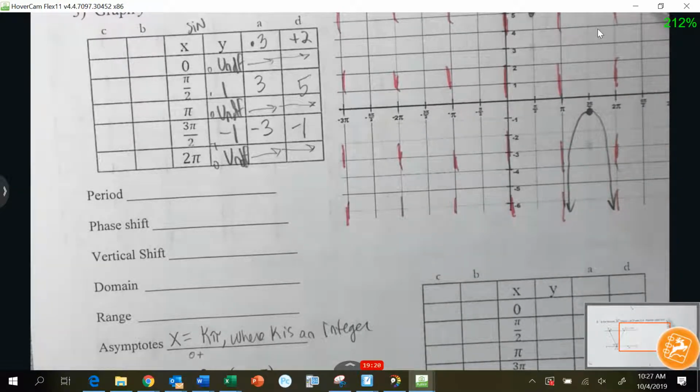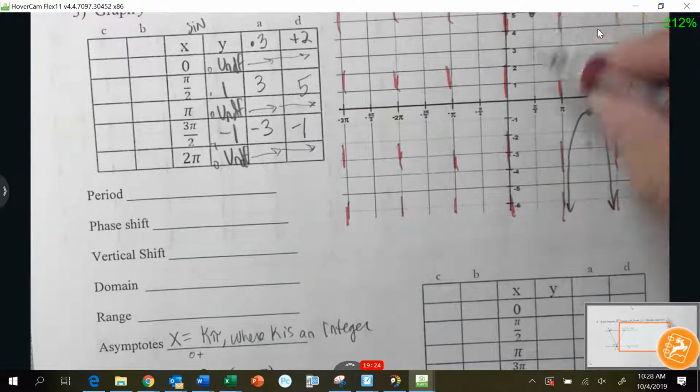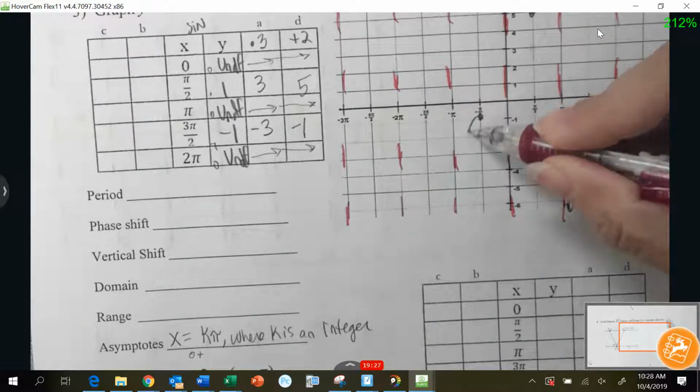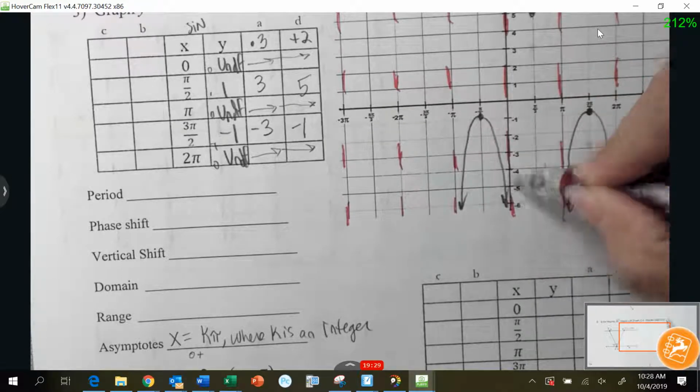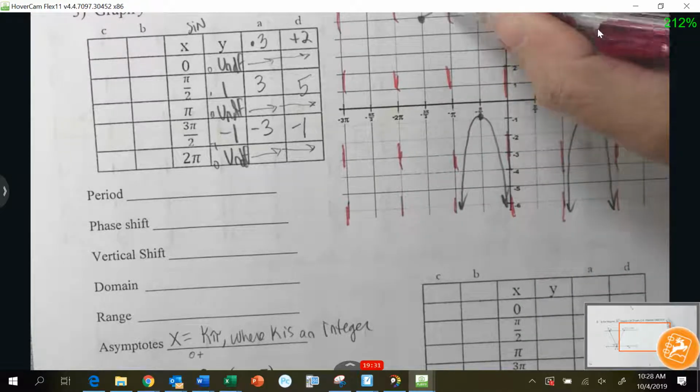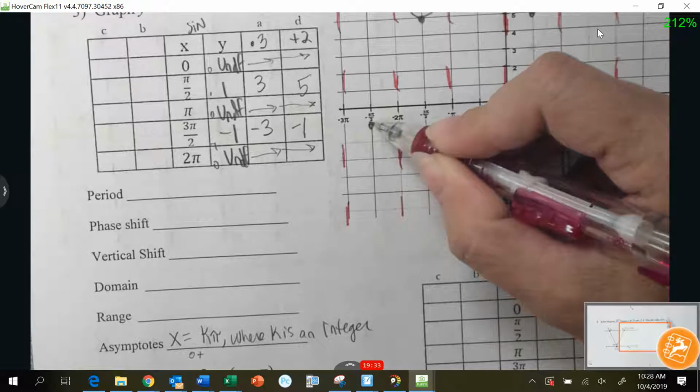And then follow the pattern. 1 is up, 1 is down. If that one's up, the next one's down. And then up. And then down.